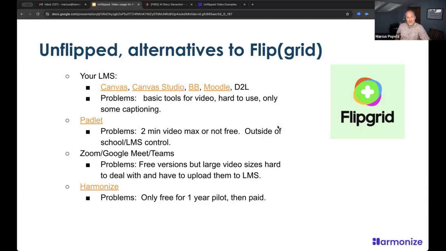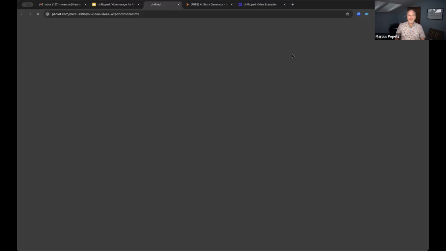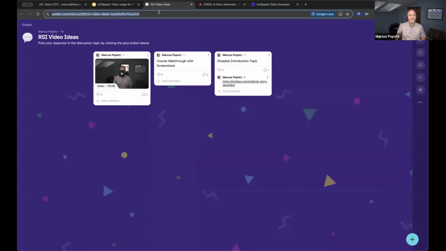If you can't get your school to do any of the tools we're looking at, Padlet is your free option, and we'll dive into it. All right, I'm going to jump in and give the Padlet URL here. I'm going to put this out in the chat so that you have a place to participate.